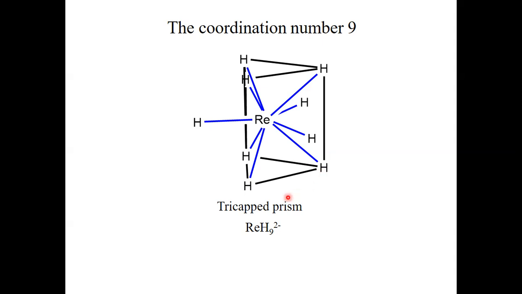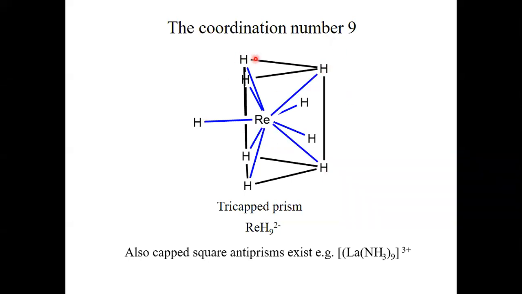Now we can also have other structures. One example is, for instance, the capped square antiprism. An example for this would be the nonaamminelanthanum 3+, and in this case we would have a similar structure as here, but these 2 triangular faces would not stand in an eclipsed fashion, but in a staggered fashion. So they would be rotated 90 degrees relative to each other.